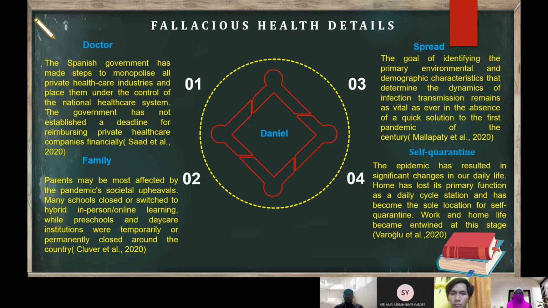Many parents were forced to work from home with their beloved children to avoid the spread of COVID-19. Self-quarantine is the best thing to do, and do not go outside for any reason. Our sweet home has lost its primary function as a daily cycle station and become the sole location for self-quarantine, also a workplace.